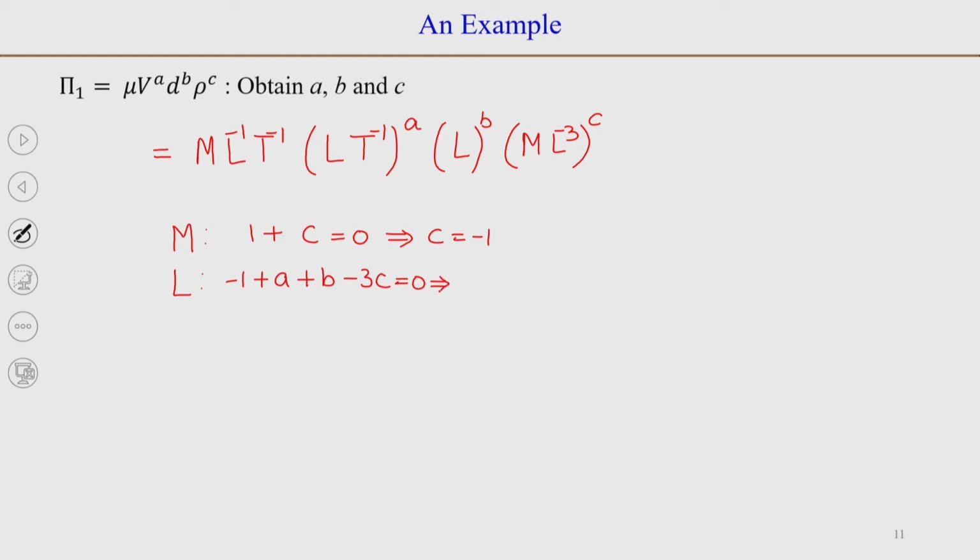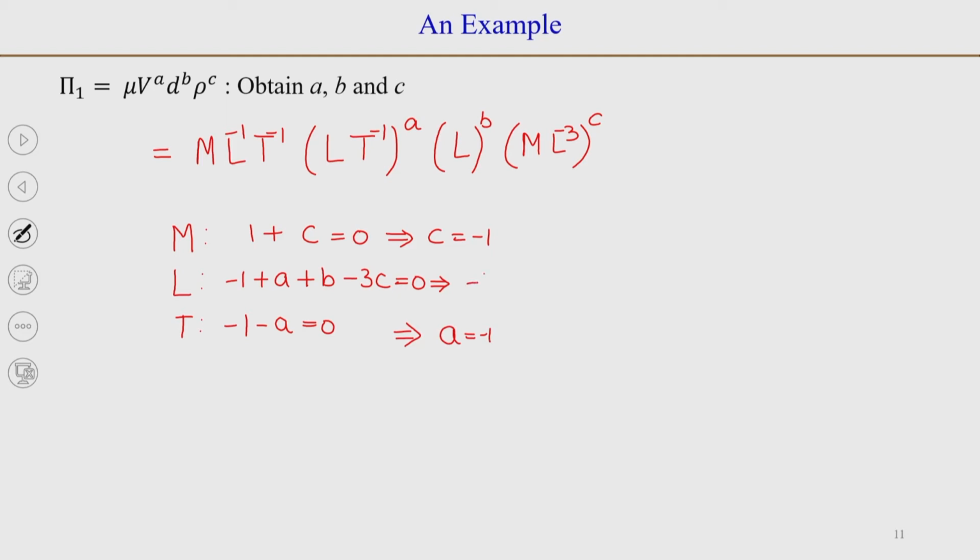Okay, we will come back to this. Let us now combine the exponents of t, which will give us minus 1 minus A is equal to 0, and we will get A is equal to minus 1. Then we substitute A and C in the second equation.